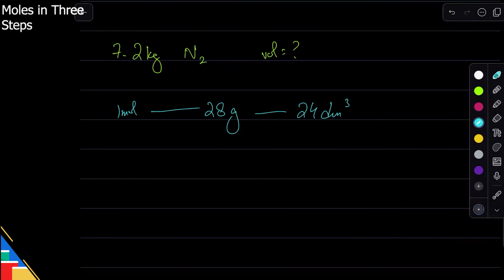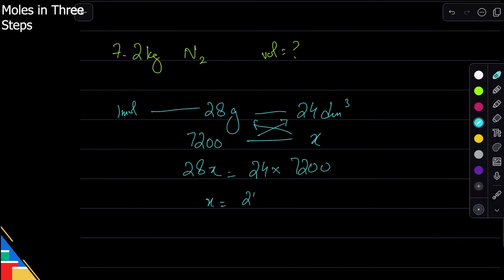Now let's do it. 7200 grams will be X volume, cross multiply. 28X is equal to 24 times 7200. X is equal to 24 times 7200 over 28. Just put it all in the calculator. No need to approximate in the middle.